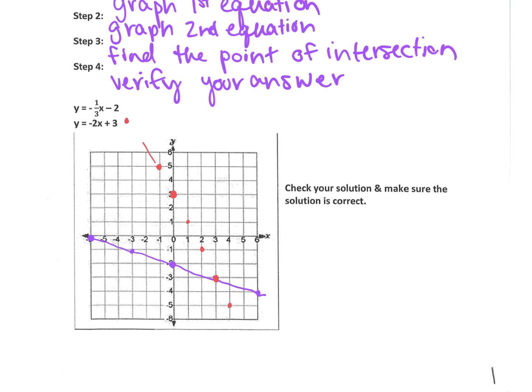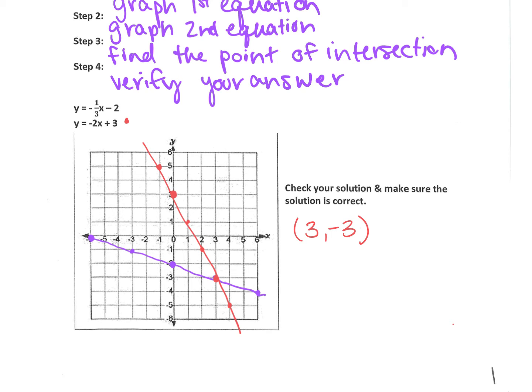So then I connect my lines, and my point of intersection is right here. This point right here, and that would be 3, negative 3. So our solution to this problem is 3 for our x, negative 3 for our y. Now you've got to check your answers.